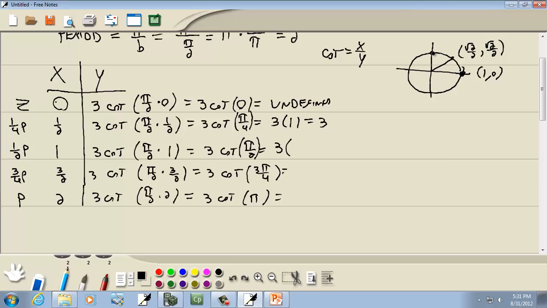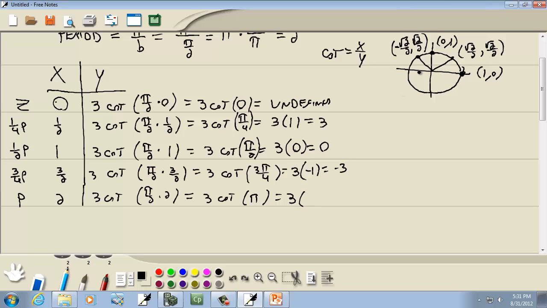Cotangent of pi over 2, right here. This would be 0, 1. And we have x over y, so put 0 over 1. That gives us 0. So we got 3 times 0, or 0. On this one, we got cotangent of 3 pi over 4, which is right here. And again, this is square root of 2 over 2 and square root of 2 over 2, except the x is negative here. So x over y is just 1, and this is negative, so it's a negative 1. That gives us negative 3.